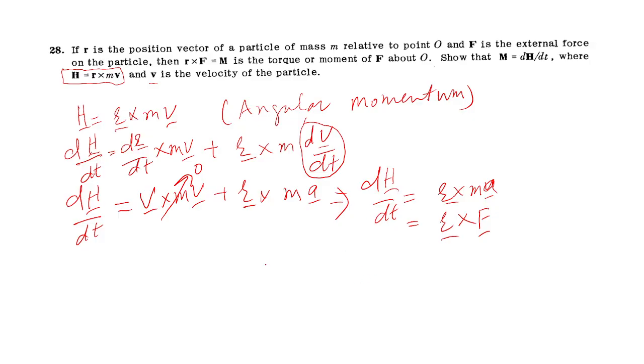So we proved the argument that the derivative of h, which is the angular momentum, with respect to time is in fact the torque. This implies that dh/dt is equal to M, the torque. You see, r cross F is M. So this argument shows that the derivative with respect to time of the angular momentum is torque.